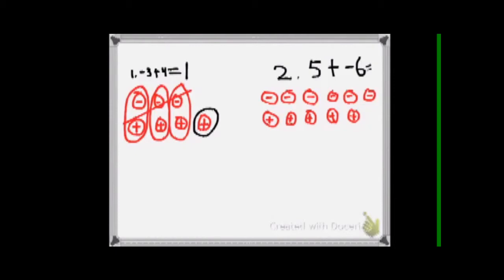For this problem, there are 5 positive chips and 6 negative chips. So you make your 0 pairs. There's 1, 2, 3, 4, 5. And now you're left with 1 negative chip. So your answer is -1.